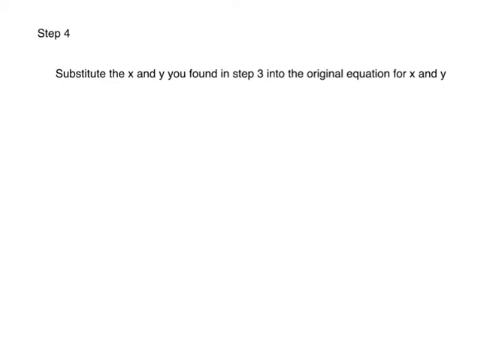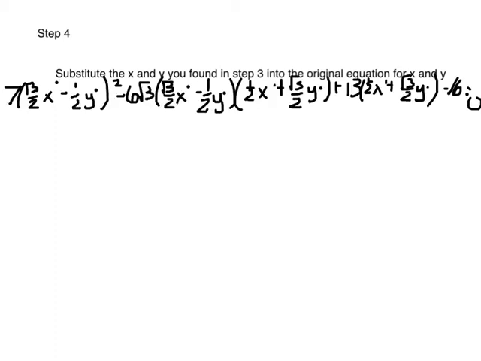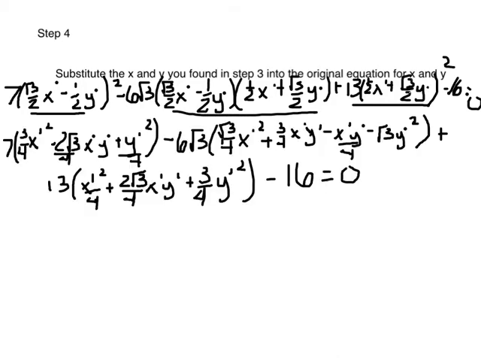For step 4, we're going to take the x and the y that we just found in step 3 and put them into the very original given equation. So each x and y that was in the original equation has now been replaced with the x and the y that we found in step 3. From here, I'm going to go ahead and perform the squaring of this and this, and I'm going to FOIL these. So I have FOILed and squared appropriately.